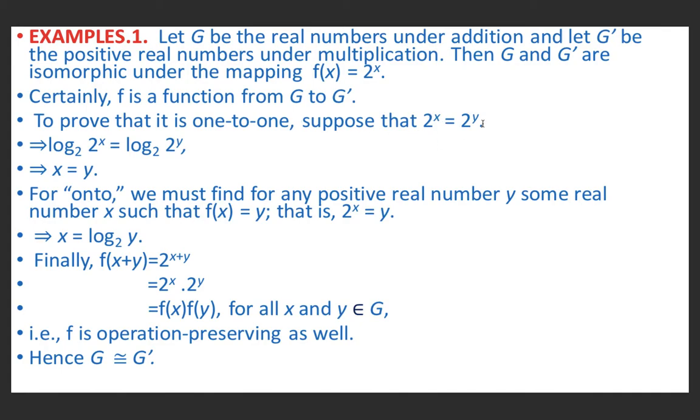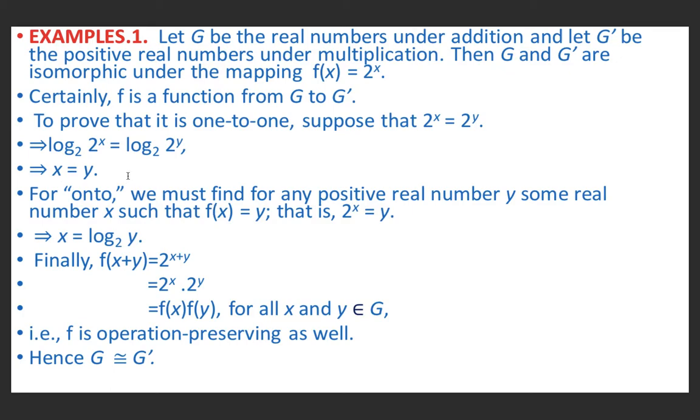Suppose 2^x is equal to 2^y. If we take log on both sides, we get log base 2 of 2^x equal to log base 2 of 2^y. Taking log on both sides means x log 2 base 2 is equal to y log 2 base 2. But log 2 base 2 is nothing but 1. So it means x is equal to y.